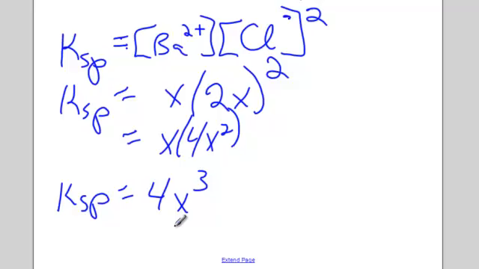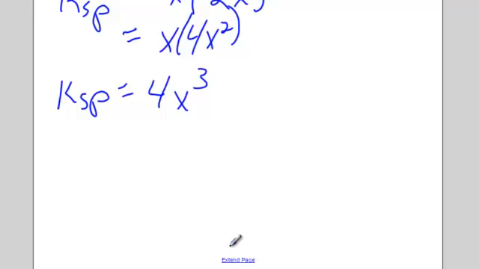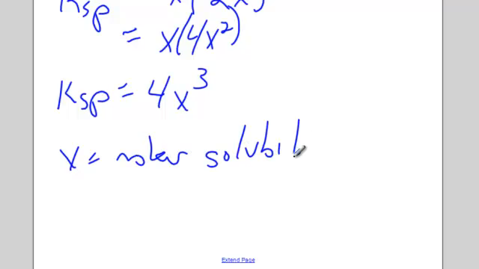Now x obviously isn't going to be pH or anything like that. In these cases, x is going to be the molar solubility. That is, x is how much of the Ba2+, in this case, dissolves in water, and how much the Cl- dissolves in water is 2x. So that's what you're figuring out. You're figuring out how much is actually dissolved in water.